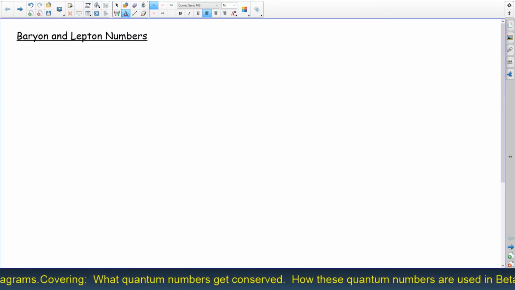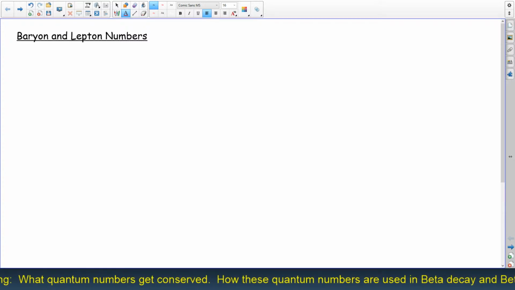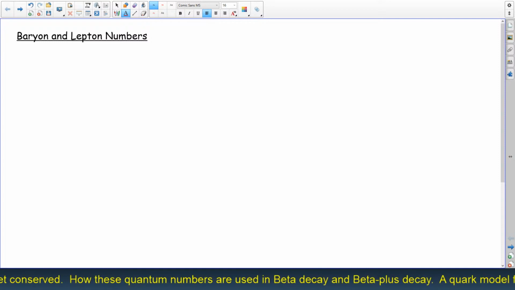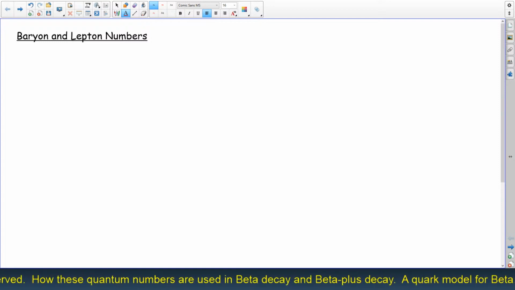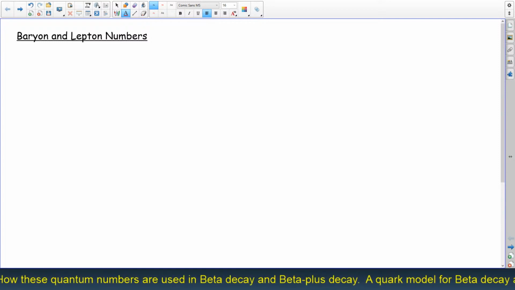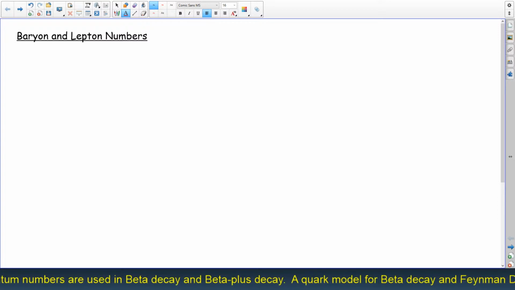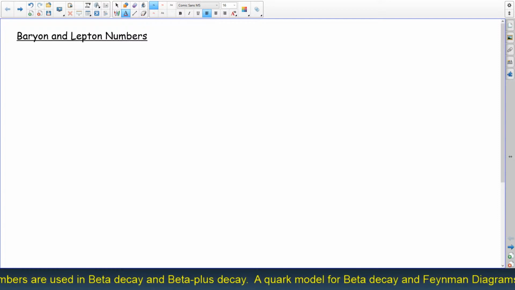It's true, it is the final lesson in the A2 physics series. We are going to take a look tonight at conservation of certain quantum numbers in order to explain the phenomenon of beta decay and beta plus decay. Once we've done that, we'll then figure out that this is actually better represented in Feynman diagrams. So we're going to dip our toes into how to do a Feynman diagram.